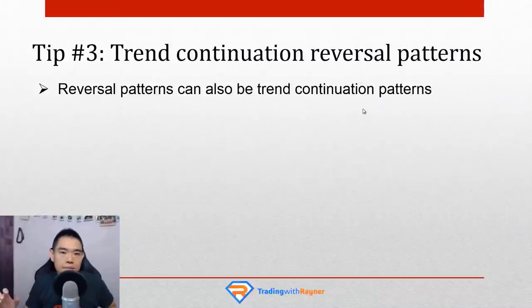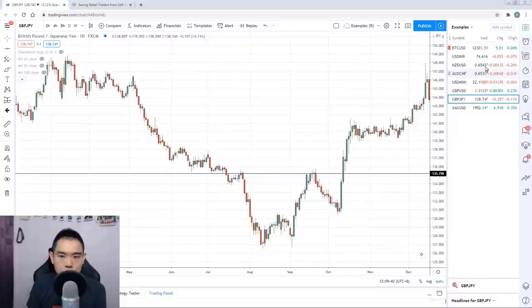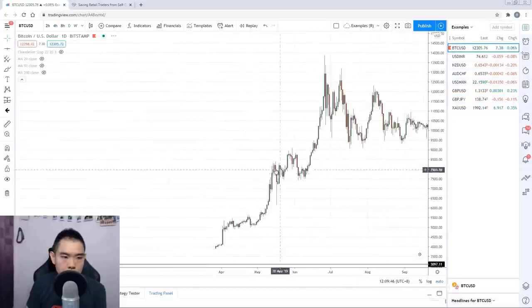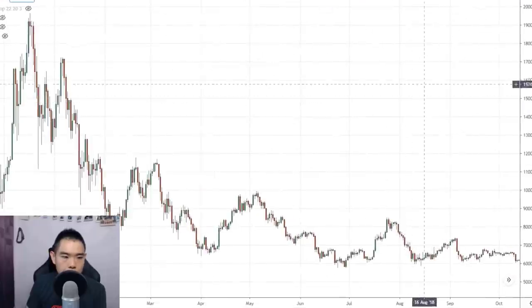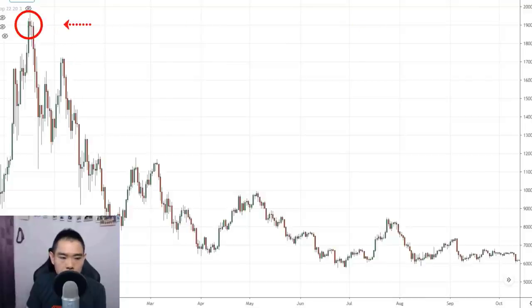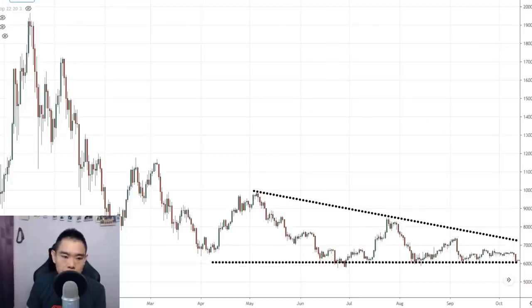And finally, tip number three. The reversal price action patterns which I've just shared with you can also be traded as trend continuation patterns. Let me share with you a few. So for example, let's look at this Bitcoin. When the price collapsed over here, it was in a huge downtrend when the price reversed from 20,000. At this point, you can see that we have a bearish trend continuation, shown as a descending triangle. Lower high, lower high, lower high, coming into support.